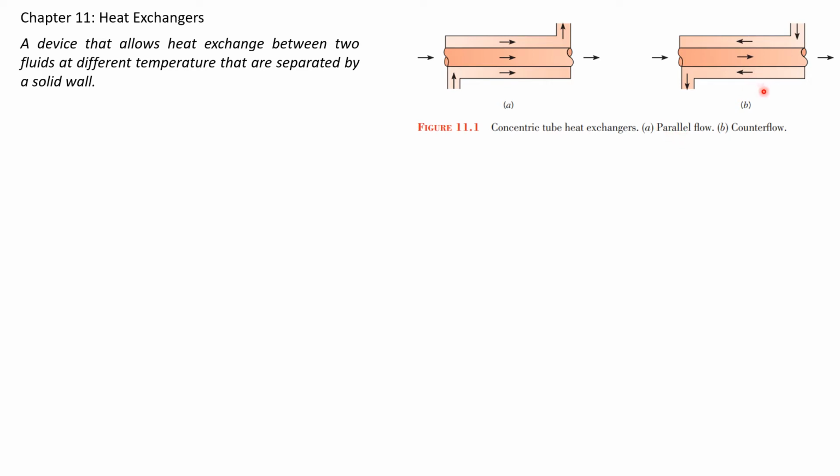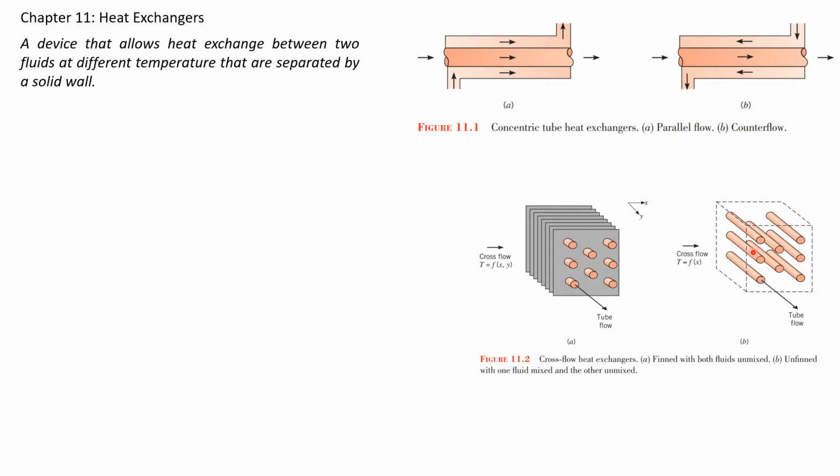Whereas in figure B, the flow is in the opposite direction. The flow in the inner tube is going from left to right, but the flow in the outer tube is going from right to left. So that's why the flows are in opposite directions, and hence it's known as a counterflow heat exchanger.